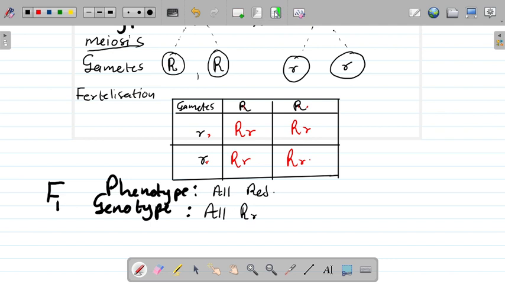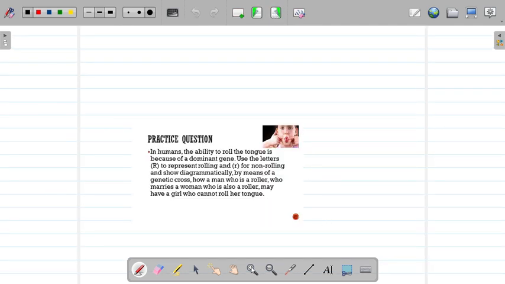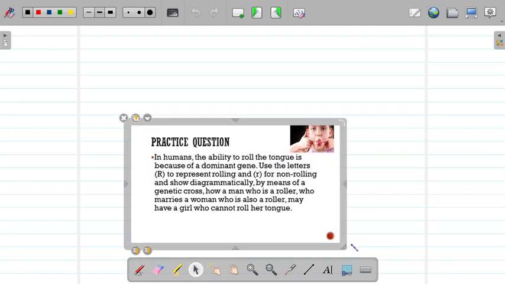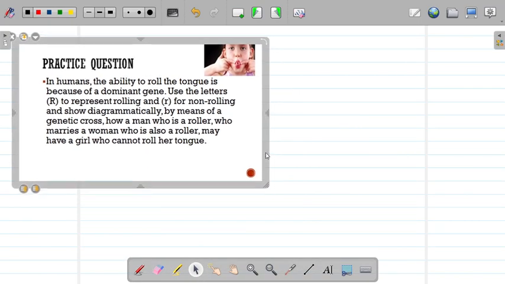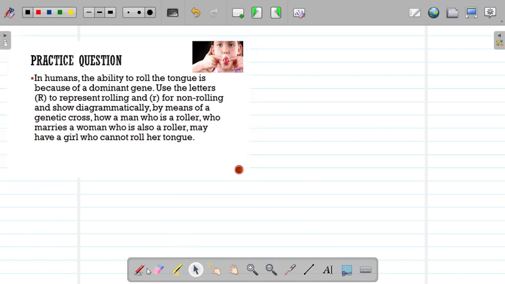So that is an example. Now, let's look at another example here. Here's another one that might be good. Take tongue rolling in humans. The ability to roll the tongue is because of a dominant gene. Use the letter R to represent rolling. So you can even do it on the side. R is rolling, and R is also dominant. That's how you can elicit information from this.